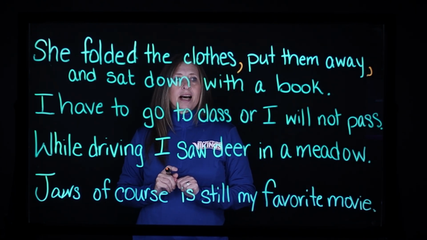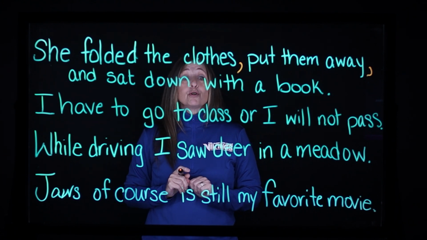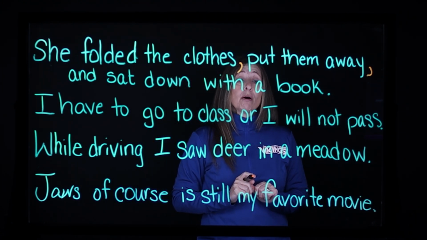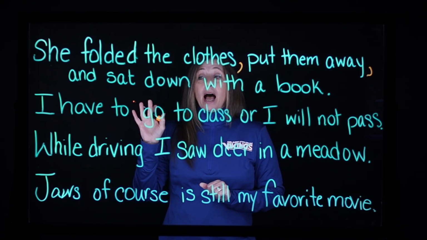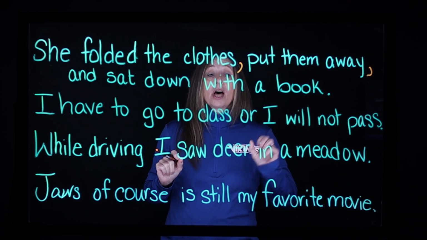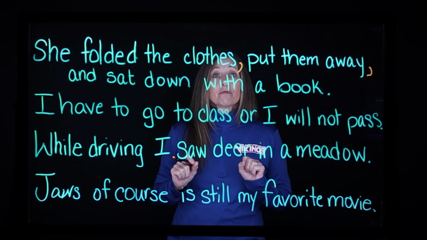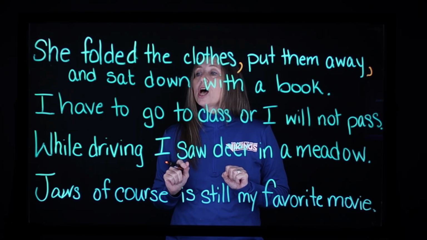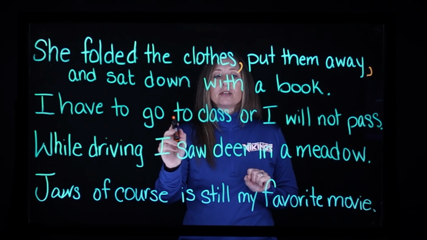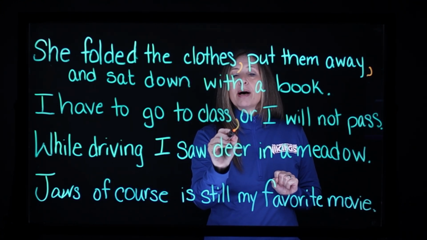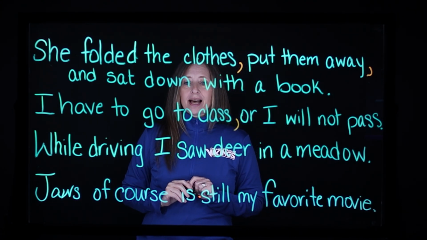This next sentence, I have to go to class or I will not pass. I have to go to class, I will not pass. We have our FANBOYS conjunction or, so we need a comma. I have to go to class, or I will not pass.